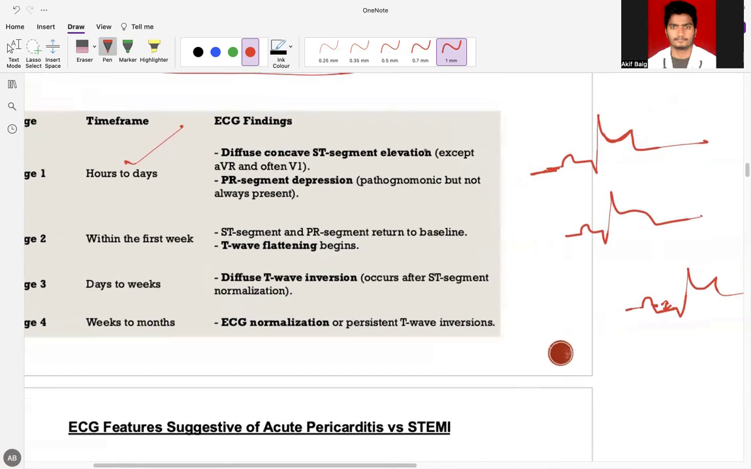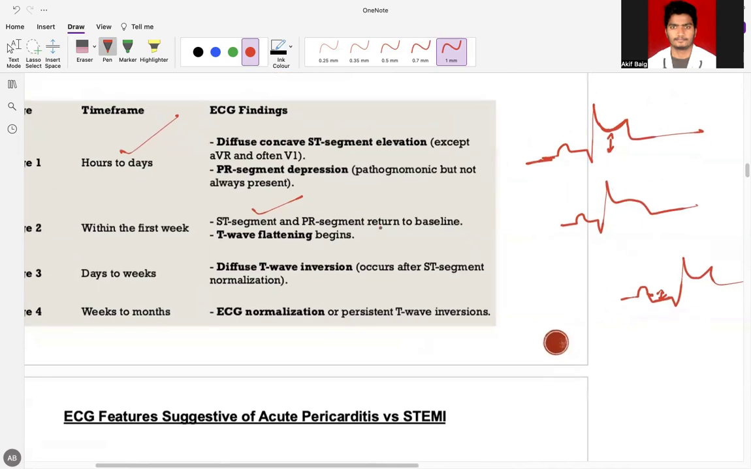Then in the second stage, what will happen is that this ST segment elevation starts getting down. So it will start decreasing. The ST segment starts getting flattened, and the PR segment also returns to the baseline. And also there will be T wave flattening.